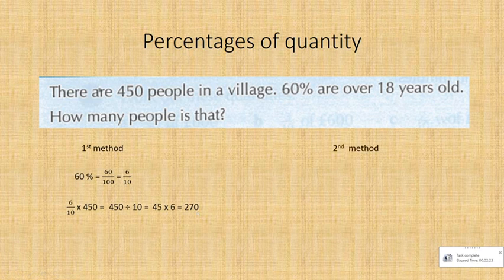And the second method, it's very easy. The second method here, I'm going to change this 60% into a decimal, not a fraction. So to change this percentage into a decimal, you will divide by 100. So I'm going backwards in 2 steps. Move the decimal point 2 steps to the left. It's going to be 0.6. And multiply them. 0.6 times 450, so it's going to be 270. So it's going to be the same answer. And you have two methods. Solve with the one that you like.